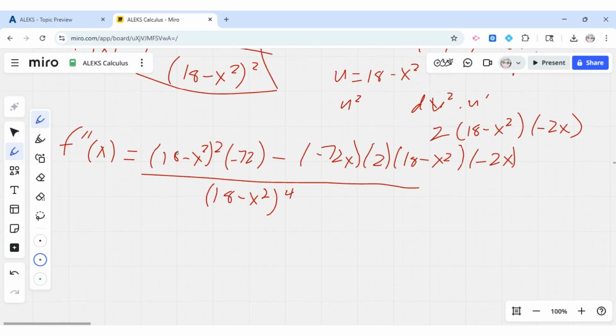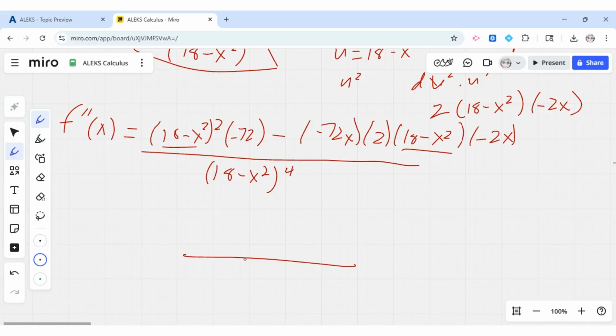So there is definitely some simplification we can do here. One thing I'm noticing is that there's this factor everywhere. So I can cut that down by 1. I can divide by 18 minus x squared. On the bottom, that's going to give me 18 minus x squared to the 3rd power. And then on the top, I'm going to get 18 minus x squared times negative 72. And then poof, up here, this will go away, and I just get all of this stuff.